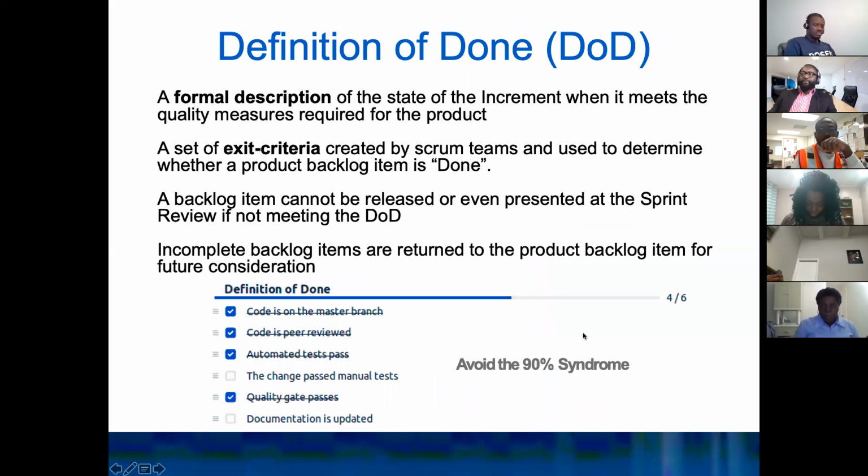All right, so the definition of done is a formal description of the state of the increment when it meets the quality measures required for the product. It's a set of criteria created by the Scrum team that is used to decide whether or not the product backlog item is done.